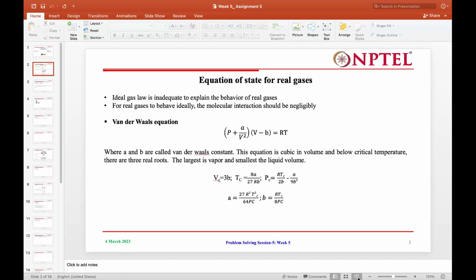The pressure for the ideal gas is 68.30 bar, and for van der Waals it is 51.8 bar. Yes. Yes, sir. Okay.